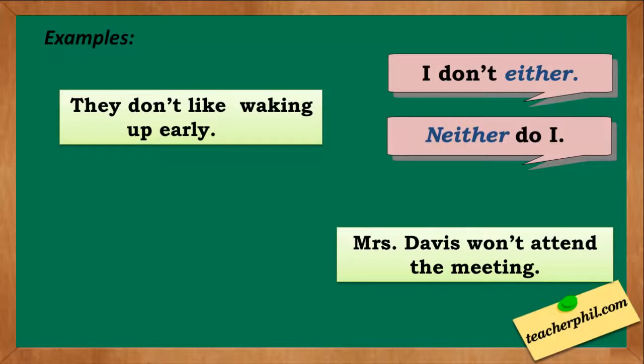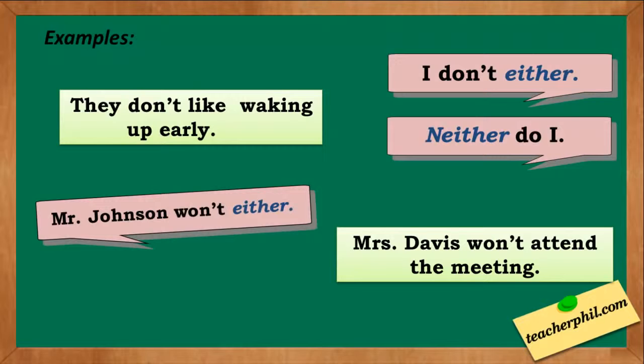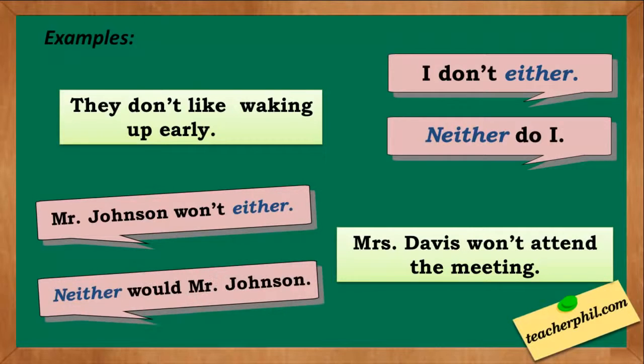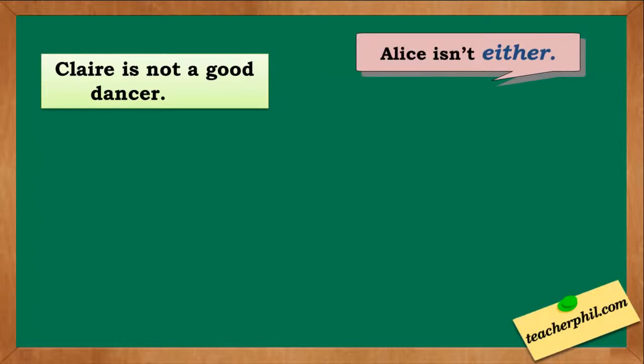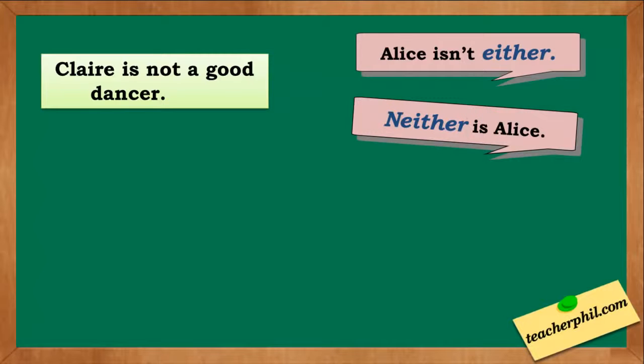Mrs. Davis won't attend the meeting. Mr. Johnson won't either. Or, neither would Mr. Johnson. Claire is not a good dancer. Alice isn't either. Or, neither is Alice.